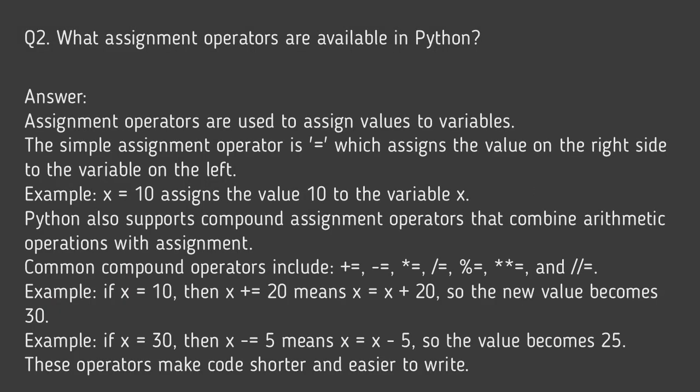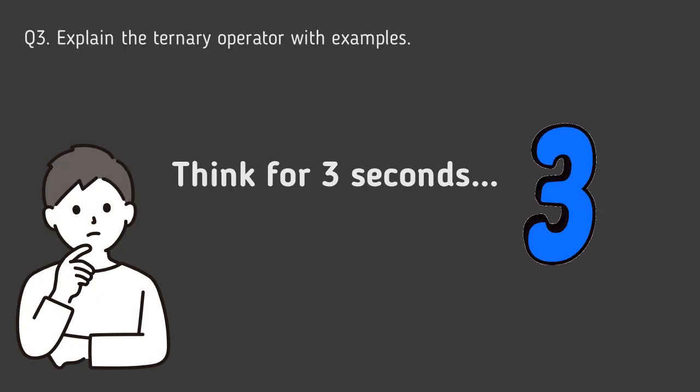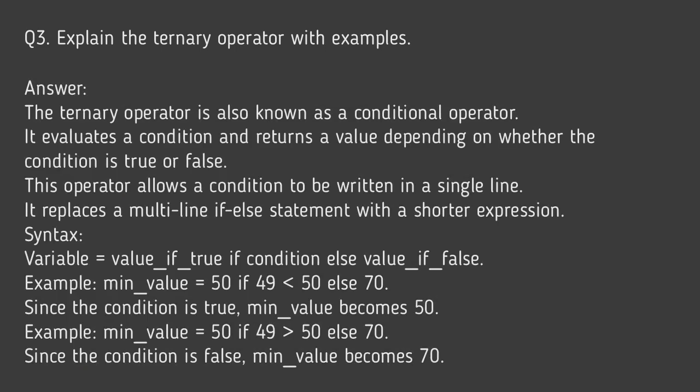Assignment operators store values in variables. Python supports basic assignment using equals and compound operators like plus equals or minus equals. The ternary operator evaluates a condition and returns one value if true and another if false, all in a single line.